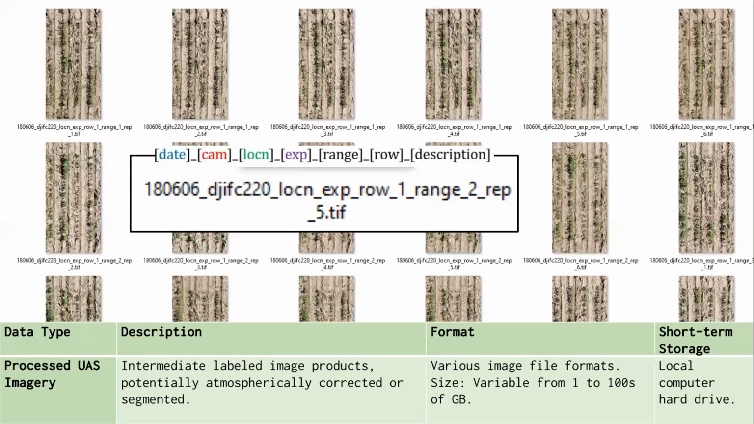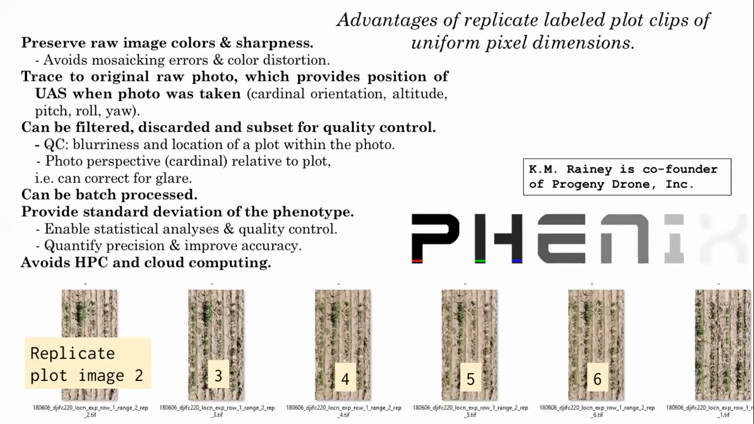So this is an example of processed plot clips of uniform pixel dimensions that come out of the Phoenix software, and each plot is labeled with the experimental metadata like the date, the camera, the location, the experiment, and the range and row coordinates of the individual plot.